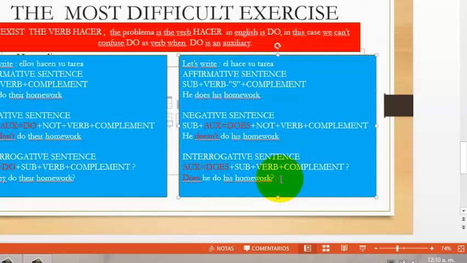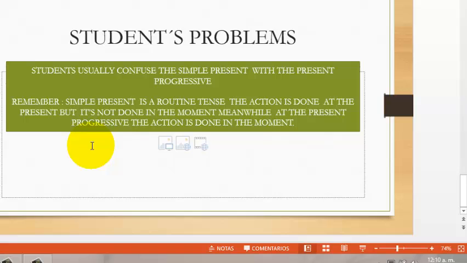Okay, and this is another kind of problem. The students usually confuse the present simple with the present progressive. Remember, the simple present tense is a routine tense. The action is done in the present, but it isn't done at this moment.